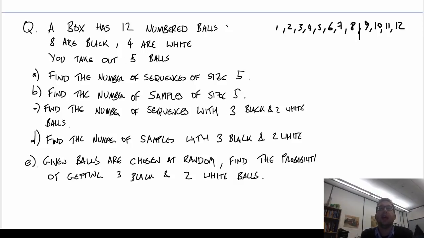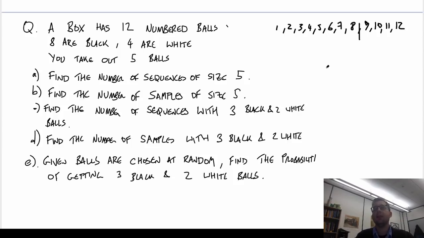And we're going to take out 5 balls from here. Now I separated this question into 2 bits. One which is about sequences, where we say we get these numbers coming out in sequence, and this is about samples. We just get given 5 balls, let's say, all at the same time, and it doesn't really matter what order they came in.